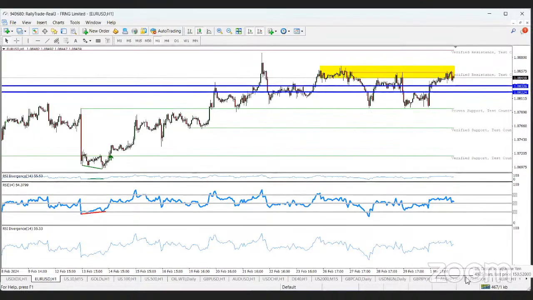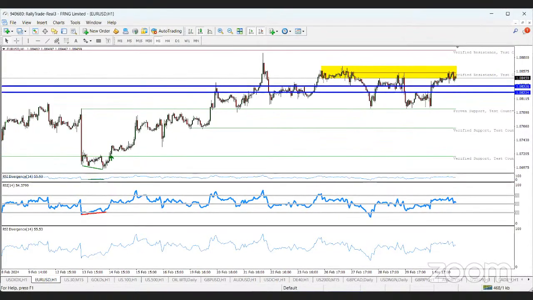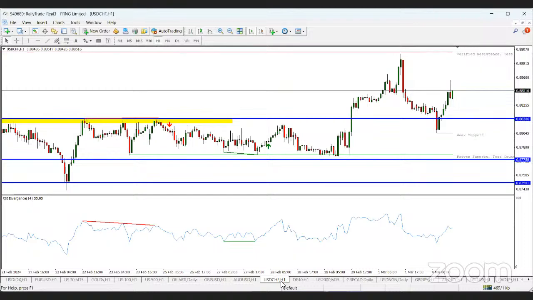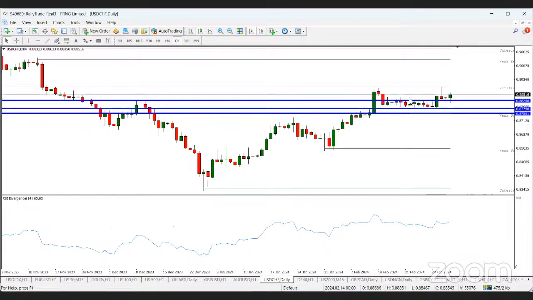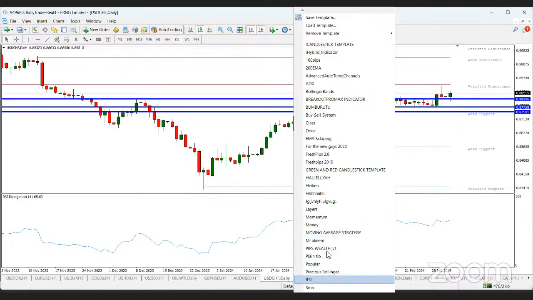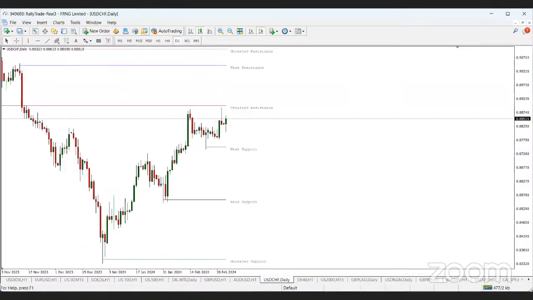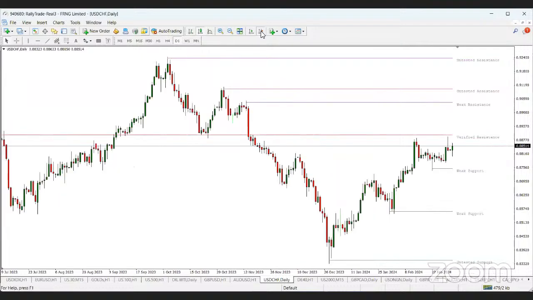Let's check out USD CHF. Let's check out USD CHF on the daily time frame. Now, with the way USD CHF performed on Friday, you can see that USD CHF was actually rejected at that resistance, and it gave us something like an inverted hammer, right?